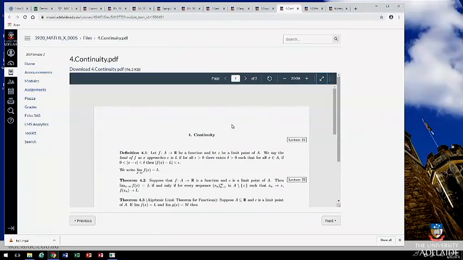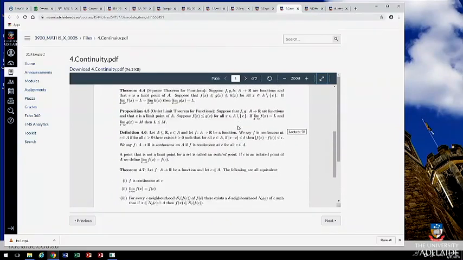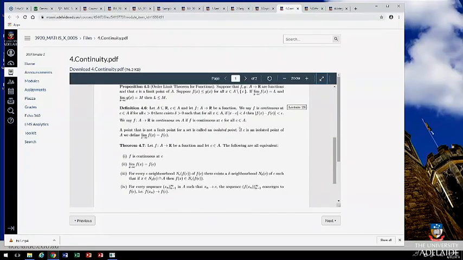So I need to show it's continuous at that point, which means I need to show that for all epsilon greater than 0, there exists a delta greater than 0, such that whenever the distance between x and c is less than delta, then the distance between f of x and f of c is less than epsilon. Okay?